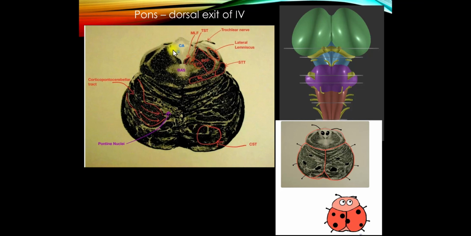The periaqueductal gray, which is all around the cerebral aqueduct, is right here. And the periaqueductal gray, which we'll talk about in the pain lecture, is loaded with opioid receptors and will be very important when we think about giving medications like morphine and pain response.